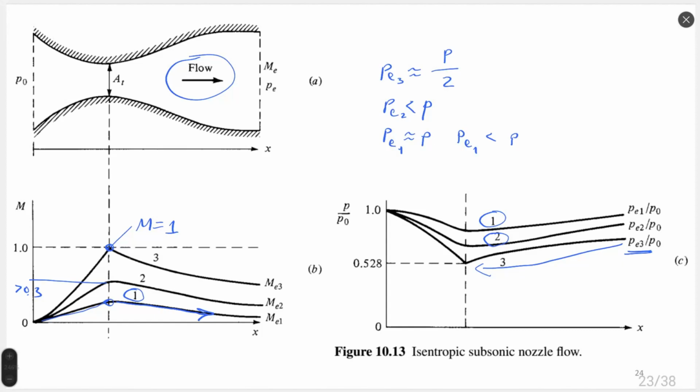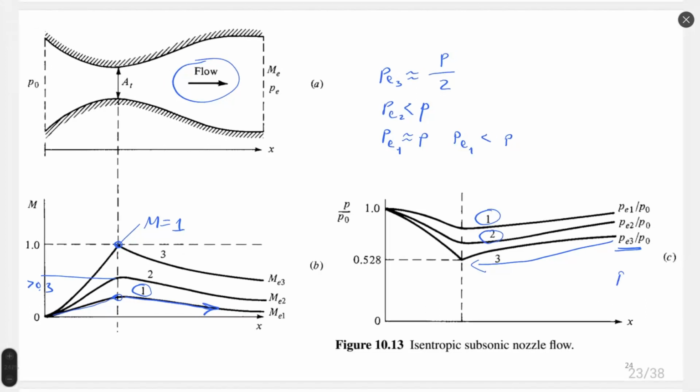What will start to happen when our flow, for example, in case 4, PE4 would be even smaller?